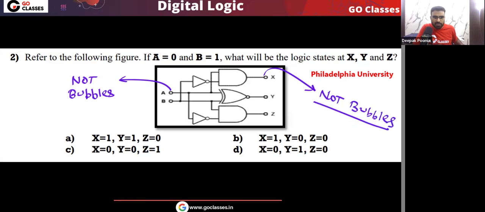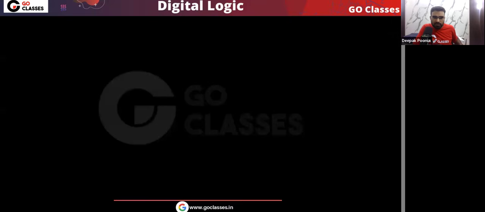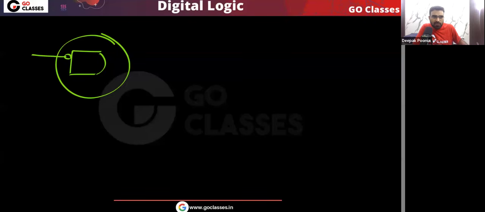Actually, let me tell you when you need to consider these things as bubbles. Whenever you have some logic gate, let's assume that I have this AND gate, and if I draw this bubble at the input by touching this logic gate, then this bubble will be considered as not.